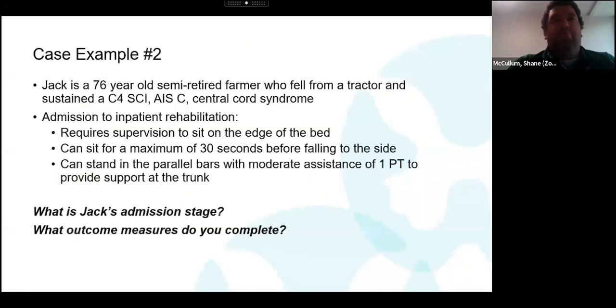And we'll move on with one more case study. So Jack is a 76-year-old semi-retired farmer who fell from a tractor and sustained a C4 AIS C central cord syndrome. At admission to rehab, he requires supervision to sit on the edge of the bed, can sit for a maximum of 30 seconds before falling to the side, and can stand in the parallel bars with moderate assistance of one physio to provide support at the trunk.